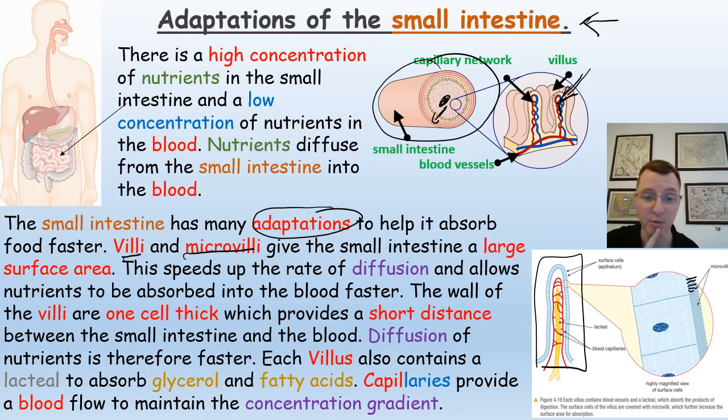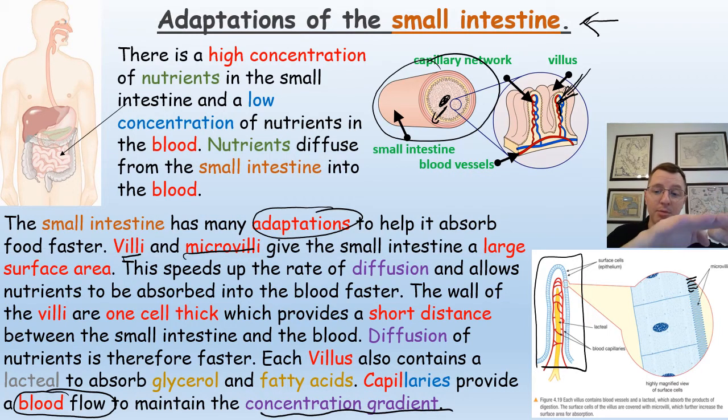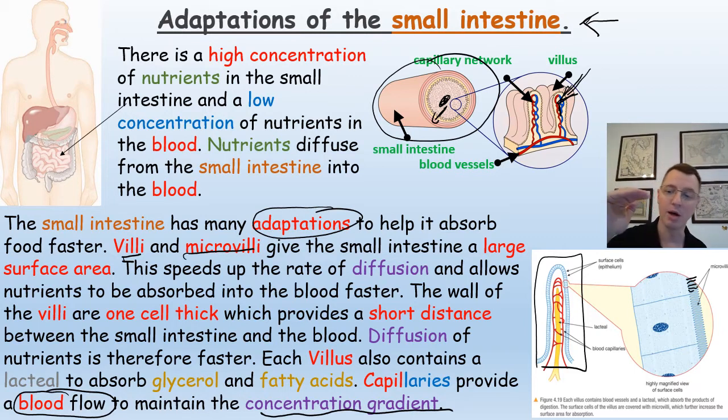Each villus also contains a lacteal to help absorb glycerol and fatty acids, and the capillaries provide a good blood flow, which helps to maintain the concentration gradients. So every time it looks like we're going to reach equilibrium, the blood flows away, removing all of those nutrients that have already been absorbed. Therefore, we're constantly moving from a high concentration in the small intestine to a low concentration in the capillaries in the blood. Every time those concentrations get closer, the capillaries just move the blood away and replace it with a low concentration. That maintains the diffusion gradient.